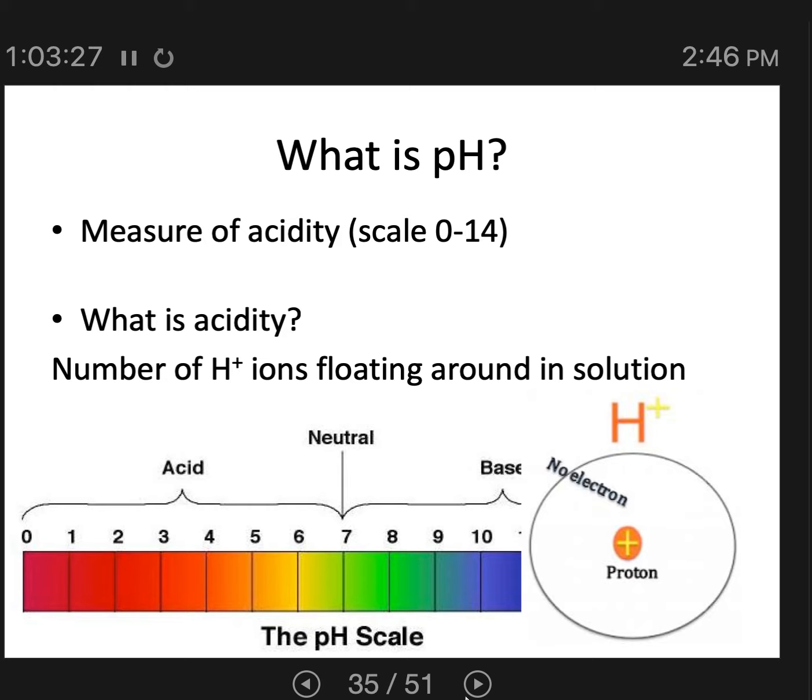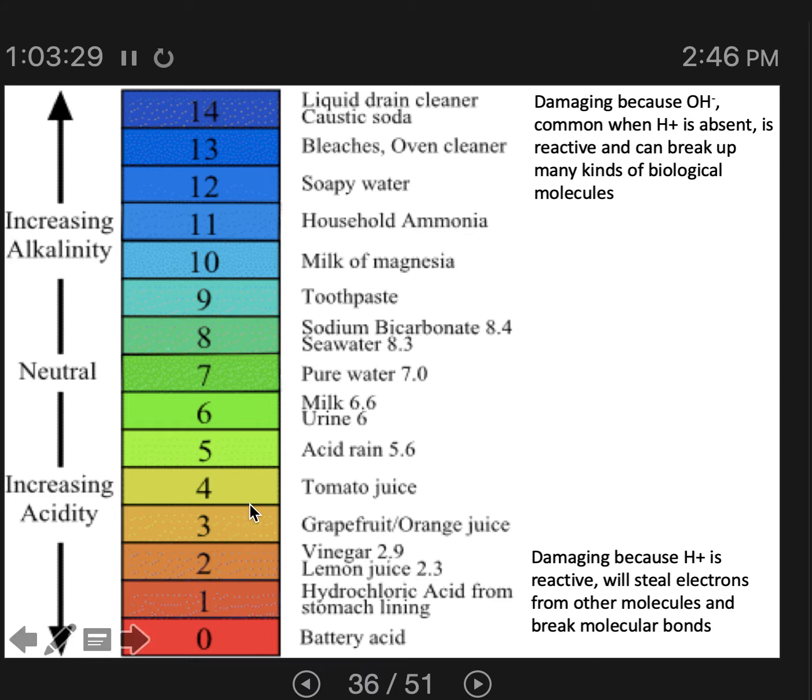Okay, so here's a pH scale. So increased acidity is down here. This is more hydronium ions. Acids, and here's some examples of everyday items that have different pHs. So battery acid is about as acidic as it gets. Right? Lemon juice, vinegar, that's pretty acidic. Tomato juice, kind of acidic, right?